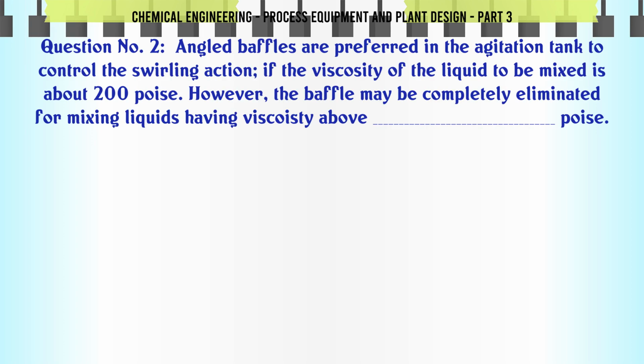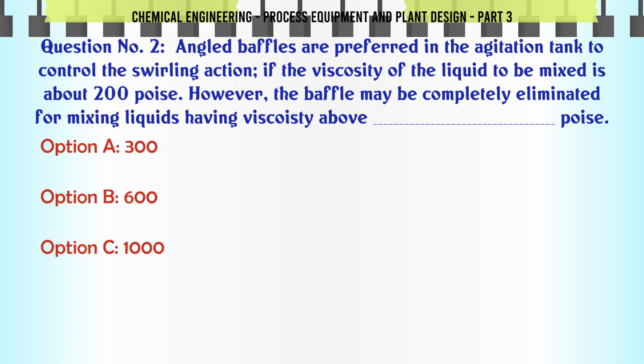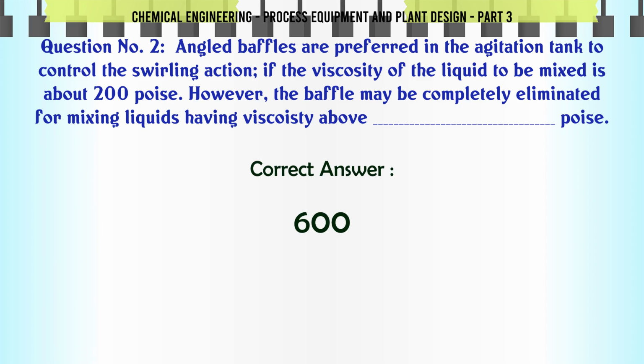Angled baffles are preferred in the agitation tank to control the swirling action if the viscosity of the liquid to be mixed is about 200 poise. However, the baffle may be completely eliminated for mixing liquids having viscosity above poise. A 300, B 600, C 1000, D 1000 and 500. The correct answer is 600.